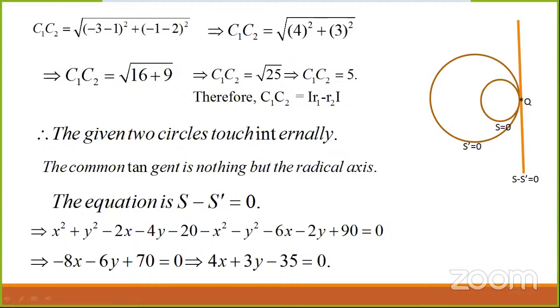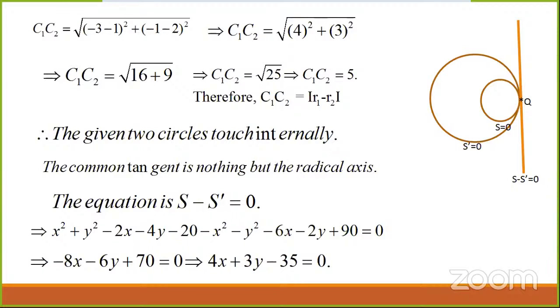What does it mean, children? This condition shows that the given two circles S equal to 0 and S dash equal to 0 touch each other internally. One circle will be inside the interior plane of the other circle. Can you see the diagram, children? S equal to 0 is completely inside S dash equal to 0, sharing a common point Q. That means the circle S equal to 0 is touching the circle S dash equal to 0 internally at the point Q.